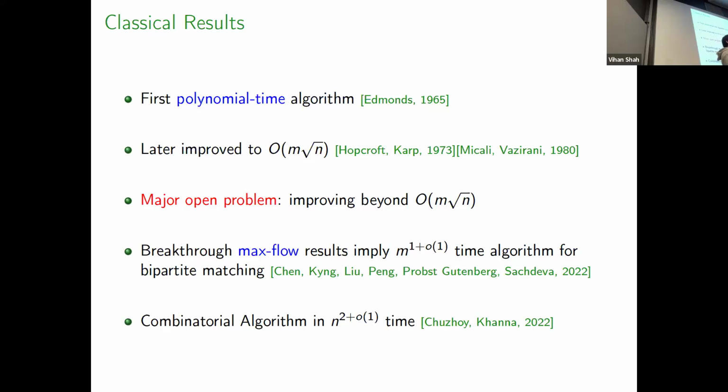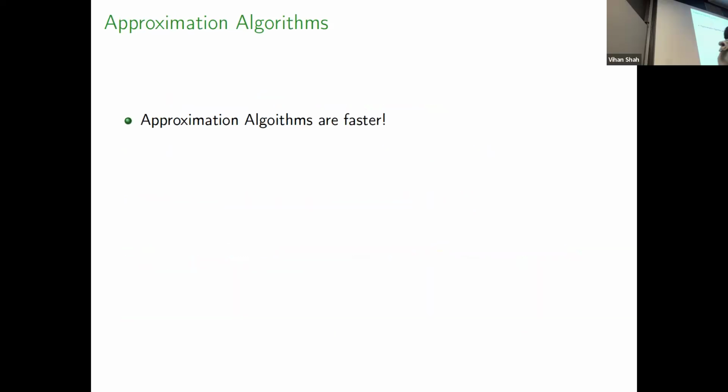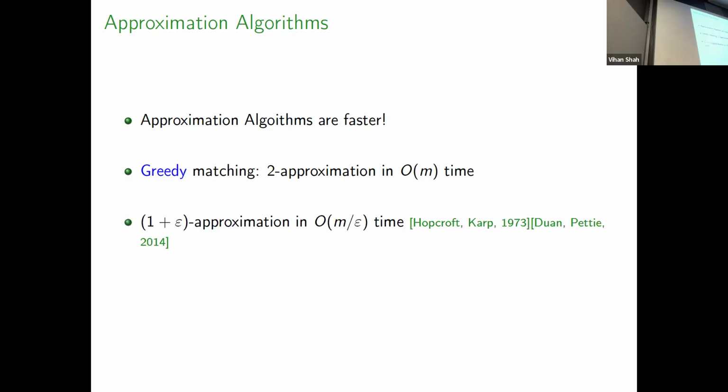All of these are exact algorithms. What do we know about approximations? Approximation algorithms are faster. You can get a linear time algorithm which gives you a 2-approximation. This is just a simple greedy algorithm. And you can also get a 1+epsilon approximation in m over epsilon time.